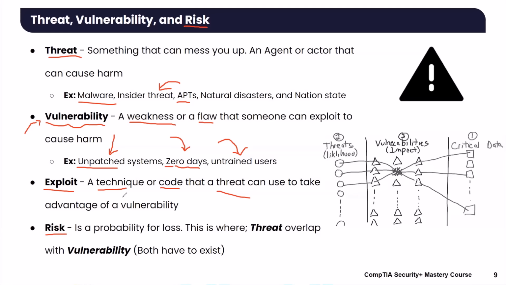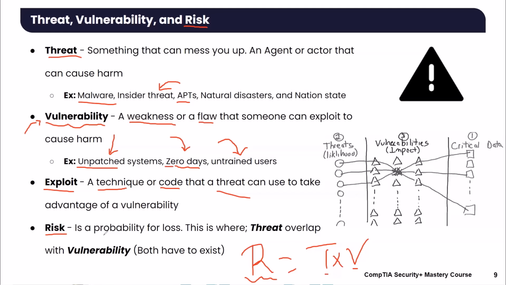If you were to Google this, or on that exam, you will see where they say risk equals threat times vulnerability. What they're trying to tell you is that for something to be classified as a risk, a threat has to exist and a vulnerability has to exist, meaning we have the weaknesses, but there also has to be someone or something out there who can exploit those weaknesses. If both of these things are there, then we have a risk. We have a probability, a likelihood of this thing happening to us.